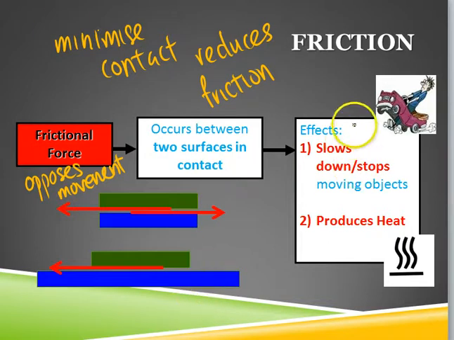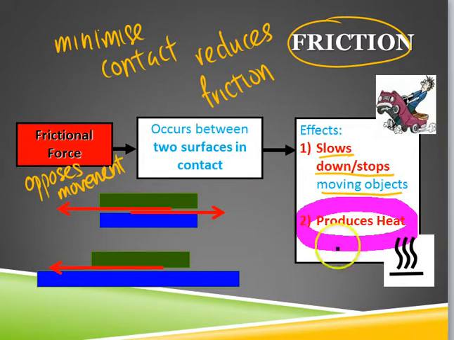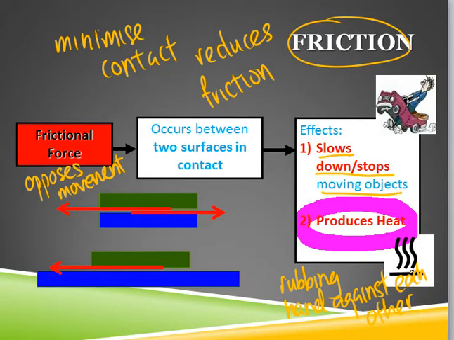Now, what are the effects of friction? First, it slows down and stops moving objects. So when your object stops moving or it slows down, it's because of friction. That's one of the main things here. The other one is that friction actually produces heat. That is why when you rub your hands against each other, you actually feel some sort of heat, because what you're doing is causing friction to occur between your two hands, and that's how heat is produced.